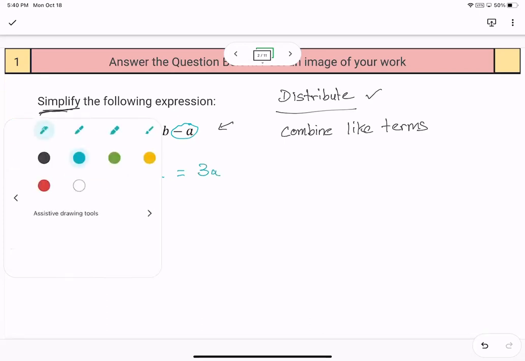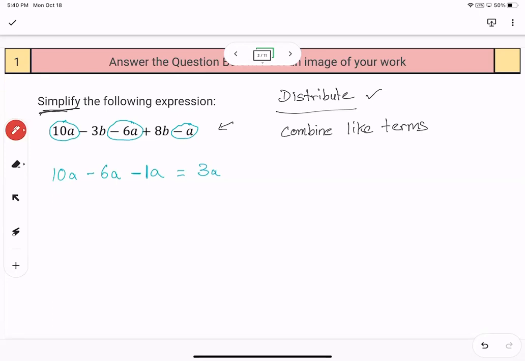Now, what about our other like terms? I'll use a different color for that one. We have negative 3b, and we have positive 8b. So these are like terms because they both have b. So let's combine these as well. We have negative 3b, and then we keep the sign here, so that's plus 8b, equals. So negative 3b plus 8b. If you're not comfortable with this, you can try it in the calculator. But this is going to give you 5b.